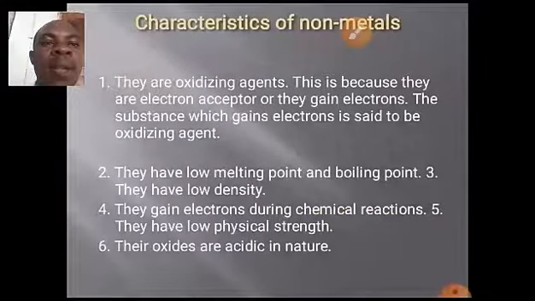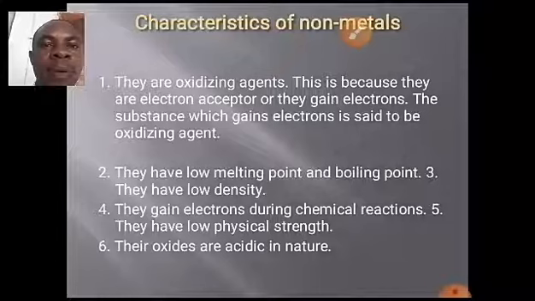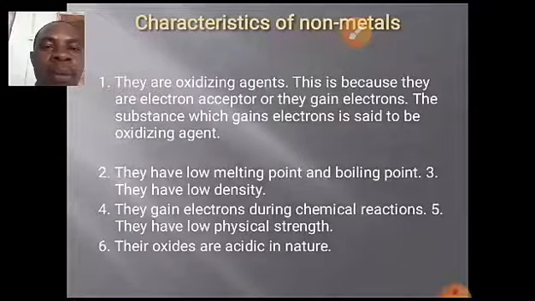Let's see the characteristics of non-metals. They are oxidizing agents. This is because they have the ability to accept electrons. They have low melting and boiling points. They have low density. They gain electrons during chemical reactions. They have low physical strength. Also, their oxides are acidic in nature.